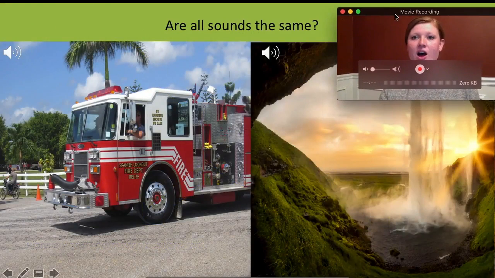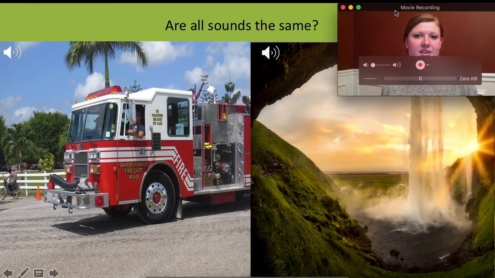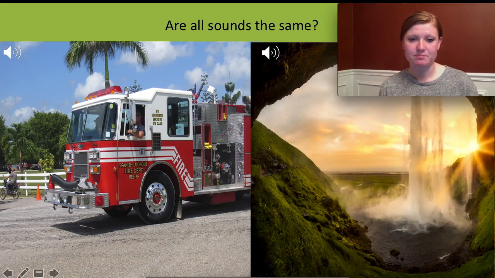Okay, on this page I have two different sounds that we're going to be listening to. Okay, two different objects vibrating. Here's the question I have for you. Are all sounds the same? Okay, just look at the two pictures and think about that before I ever play the sound. Are all sounds the same? I'm going to go ahead and play those. I want you to be thinking about that question.